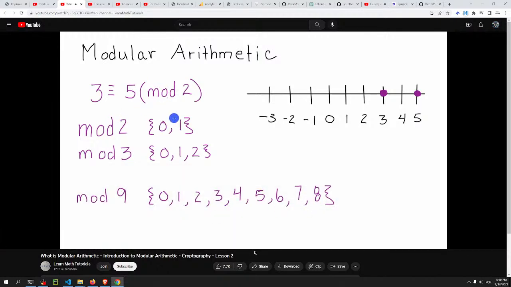The mod number tells us how many values we have in our mod, and the highest number of the mod is always 1 less than the mod itself. So 3 goes up to 2, 2 goes up to 1, 9 goes up to 8. So how do we apply these values to our number line here? Well, we start at the 0, and for the moment we'll look at mod 2.